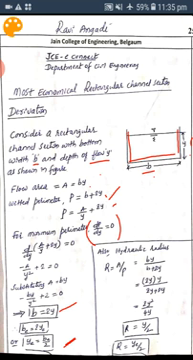The second condition is the hydraulic radius, R equals A by P. When we substitute the values of A and P, we get R equals y by 2. That is, the hydraulic radius should be half the depth of flow. So these are the two conditions by which the rectangular channel section is the most efficient channel section.